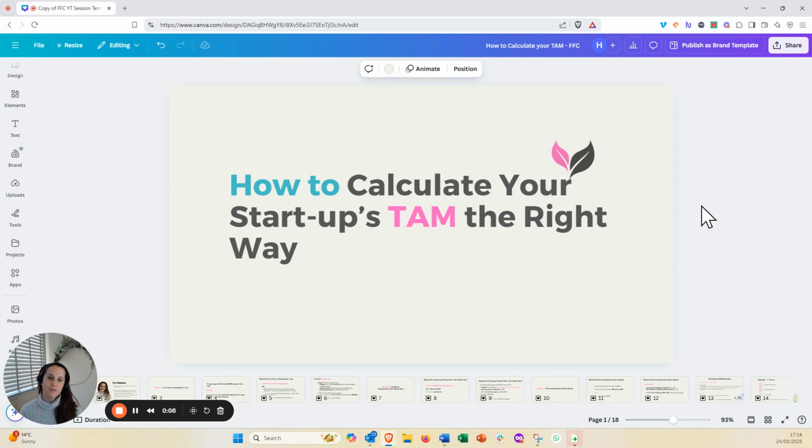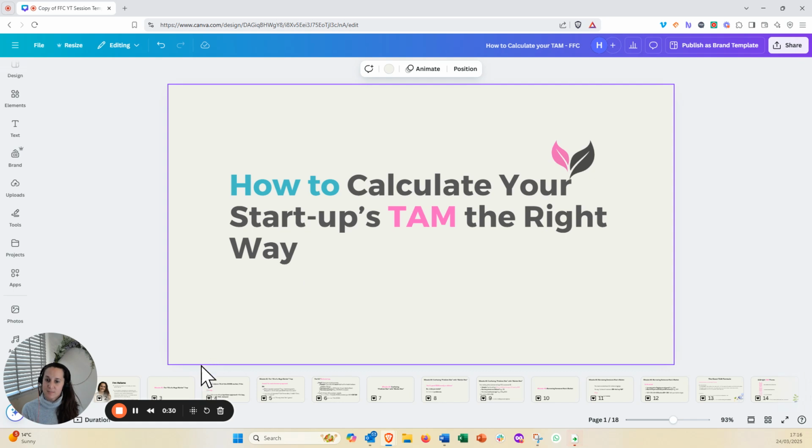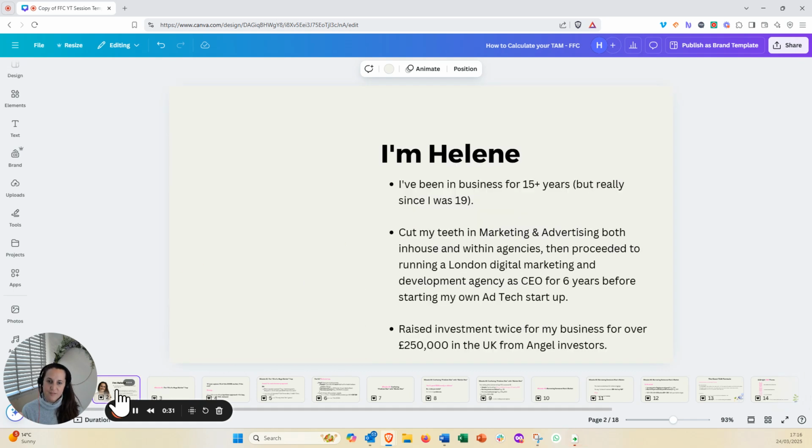So today I want to be talking about all things TAM. So how to calculate your startup's TAM the right way. Now, a lot of people, early founders, find it actually quite confusing. And so there's a really simple formula to work it up from the bottom up and not the top down. And the top down essentially is saying, right, there's this huge market there. And if I just took a tiny slice, then that is my TAM. So we're going to deep dive into that today.